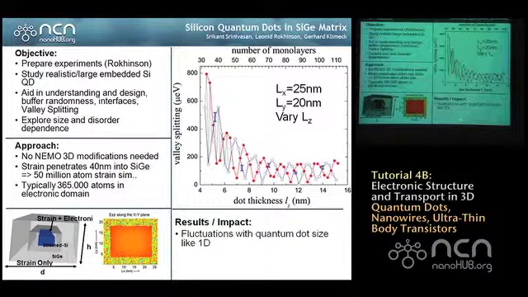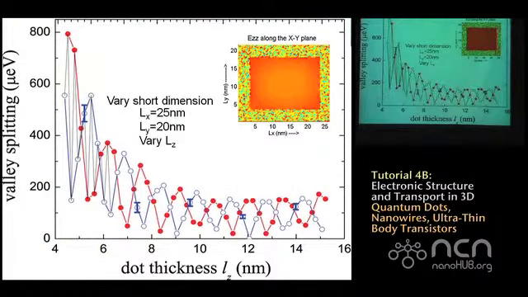Just like what we did in the 1D calculations, we can change the height of the dot, varying LZ, and keep the dot at 20 by 25 nanometers. We can track the valley splitting as a function of this dot height. And since we have statistical variations in the silicon germanium, there are always some error bars on these calculations. So let's look at that in more detail.